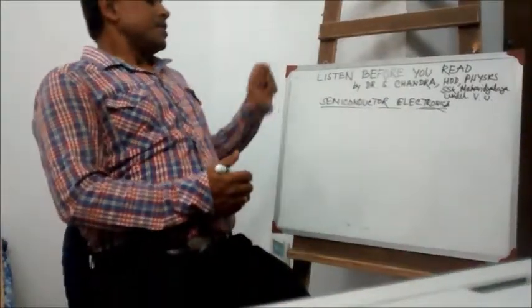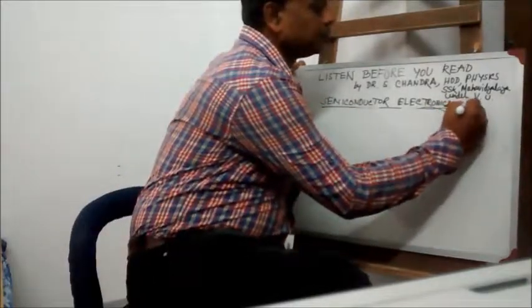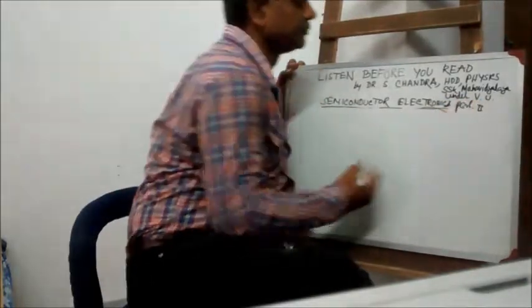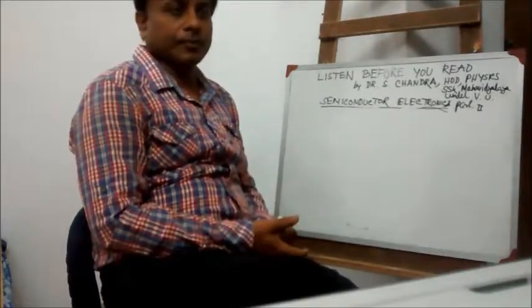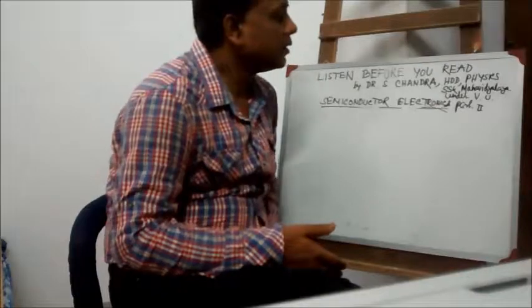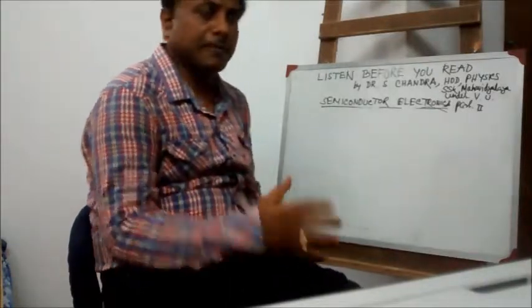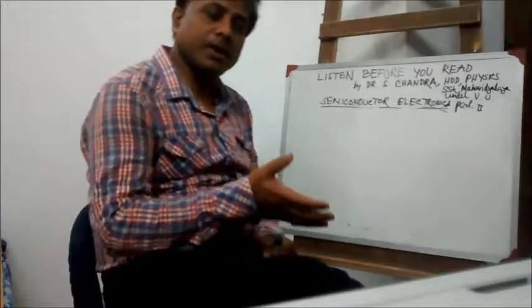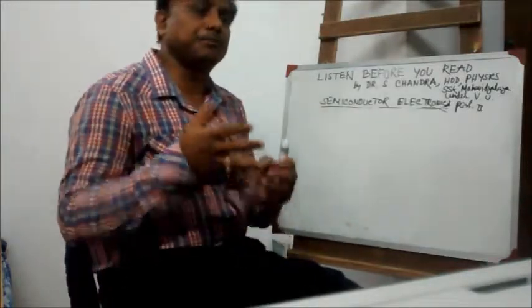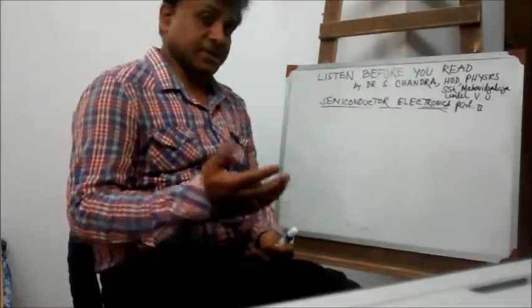Hello students. Now this is the class for semiconductor electronics part 2. In the last class we have read about these band diagrams on the semiconductors. Now here straight away we will go for p-type semiconductors, n-type semiconductors, etc.